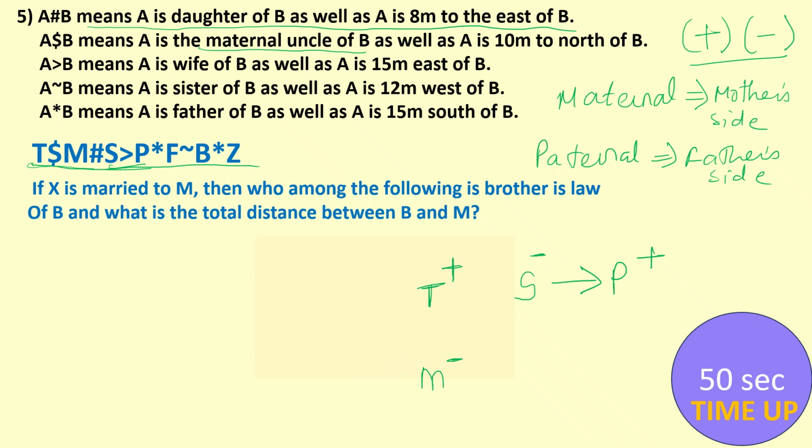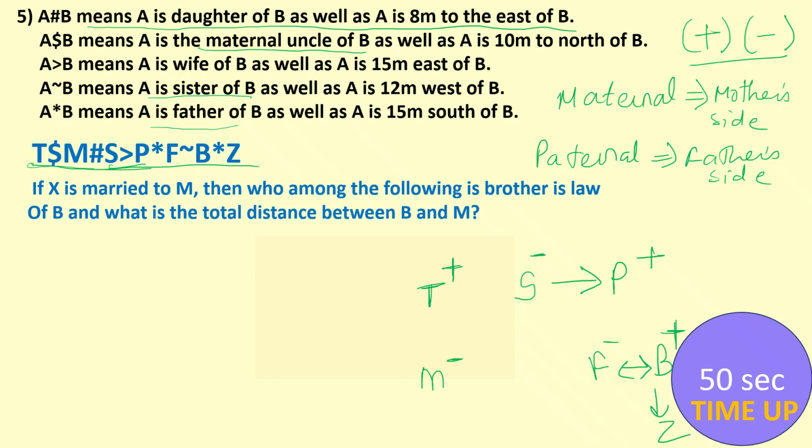P star F. P star F means P is the father of F. Okay, P is the father of F. I draw here F. This symbol B means F is the sister of B. F is the sister of B. So that means F and B are siblings. Next, B star Z means B is the father of Z. Okay, so B is the father of Z.